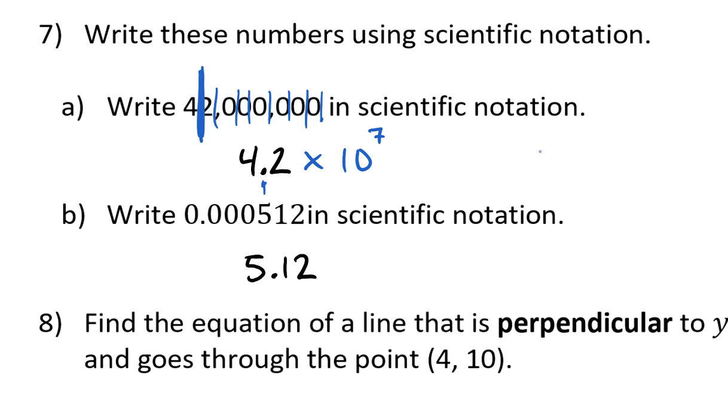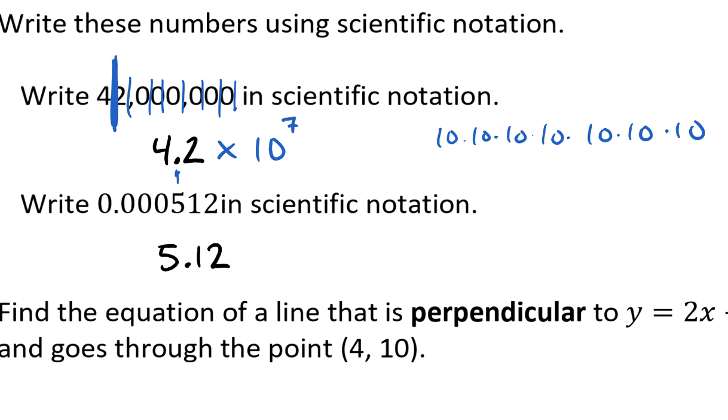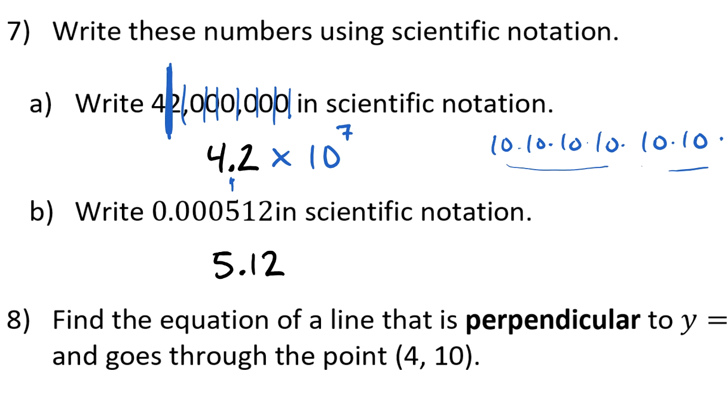What does that mean, right? 10 to the seventh power means I'm multiplying by 1, 2, 3, 4, 5, 6, 7 tens, right? I'm multiplying by the number 10 7 times in order for it to get there. So it's 4.2 times 10 to the seventh.